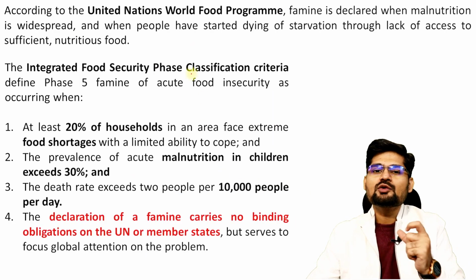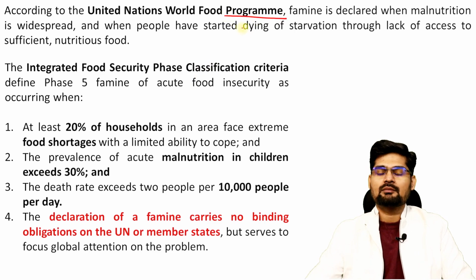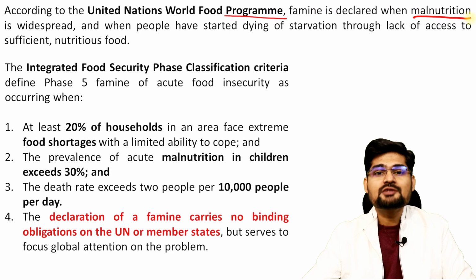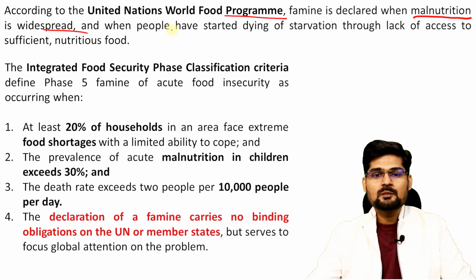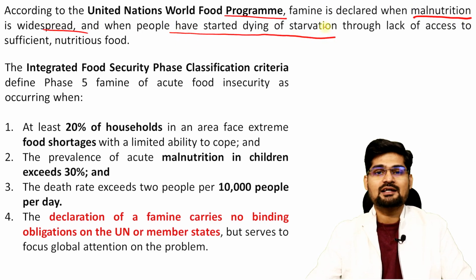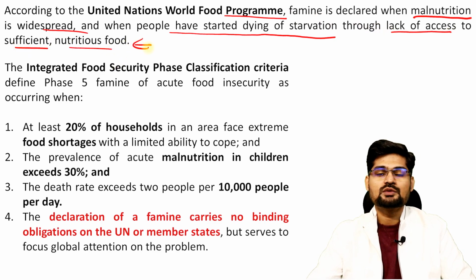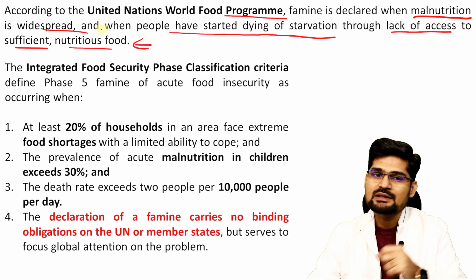Now, according to the UN World Food Program, famine is declared in particular situations when malnutrition is widespread, when people have started dying of starvation through the lack of access to sufficient and nutritious food. Then it is considered officially as a famine situation.